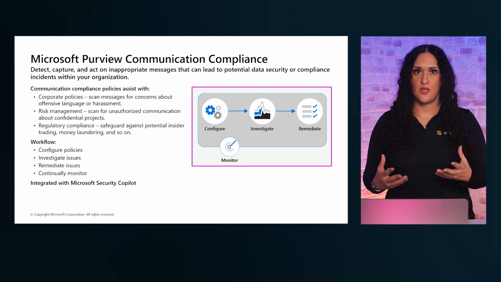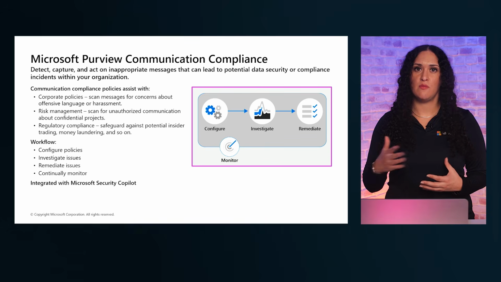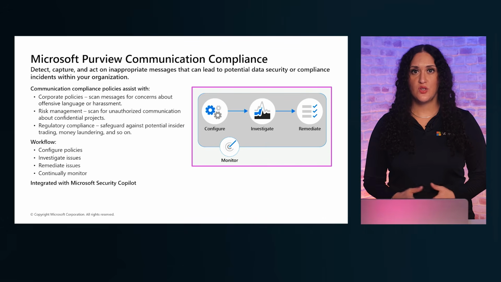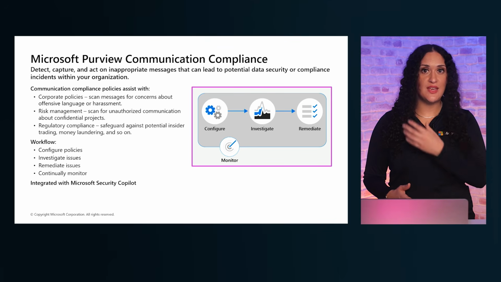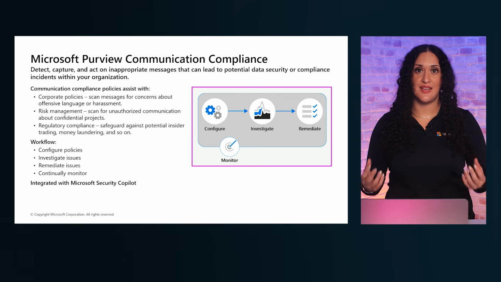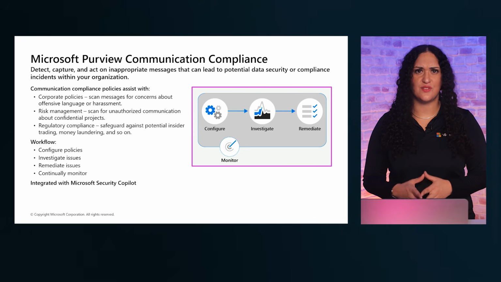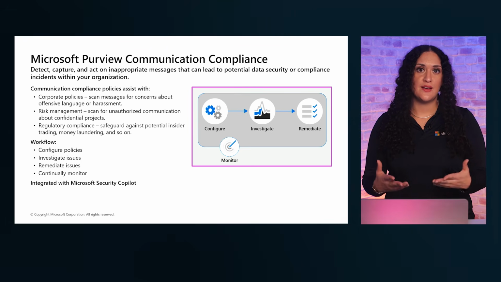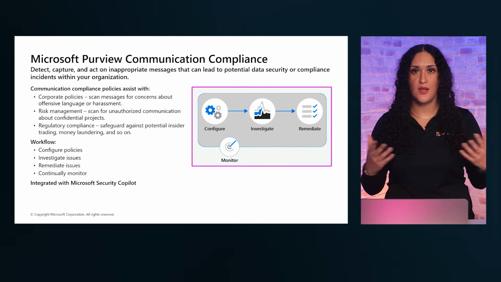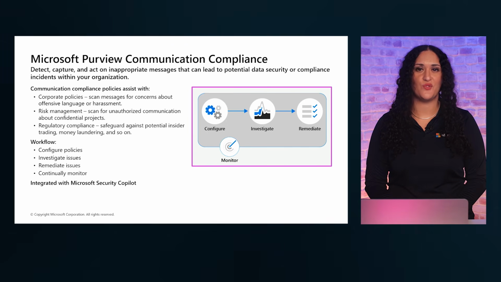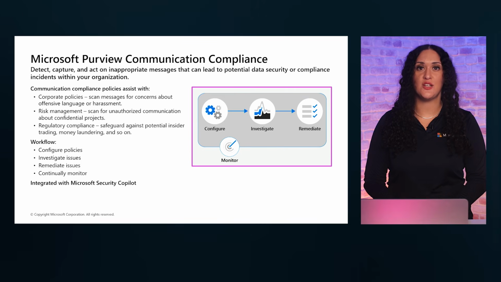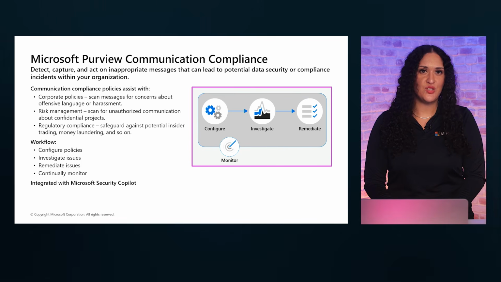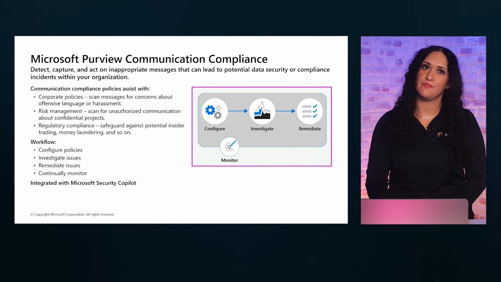Once an issue is detected, communication compliance follows a clear and practical workflow. Administrators configure policies, reviewers investigate flagged messages, and teams remediate issues by resolving alerts, escalating cases, or marking false positives. Continuous monitoring helps identify trends, improve policies, and guide employee training over time. Integration with Microsoft Security Copilot adds value by summarizing these messages and providing context, so reviewers can make faster and more consistent decisions.